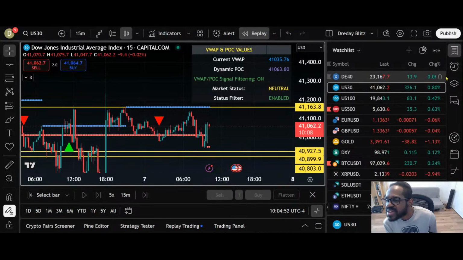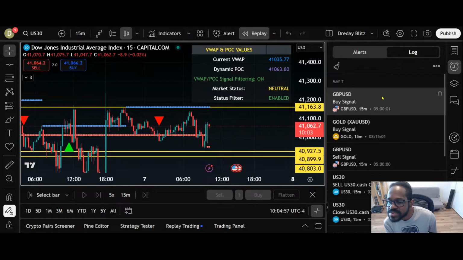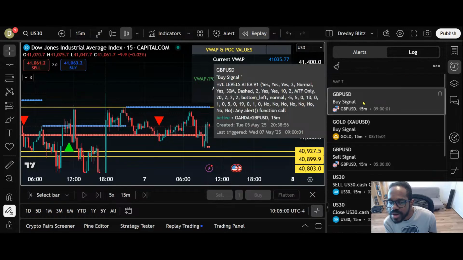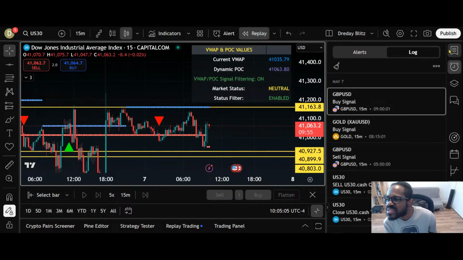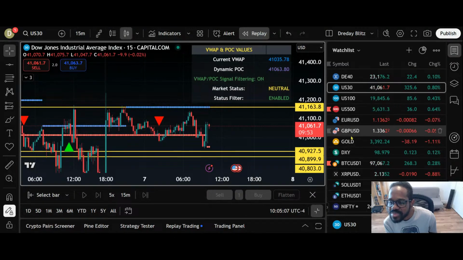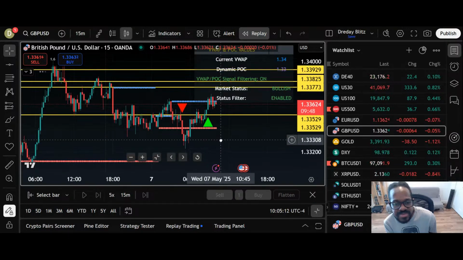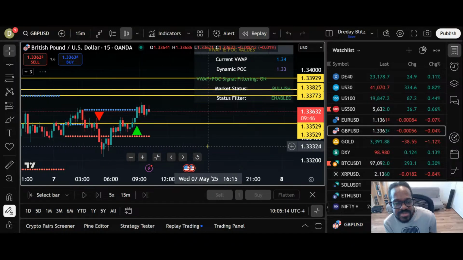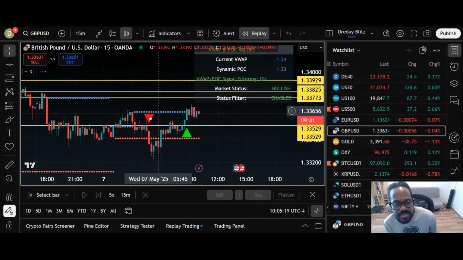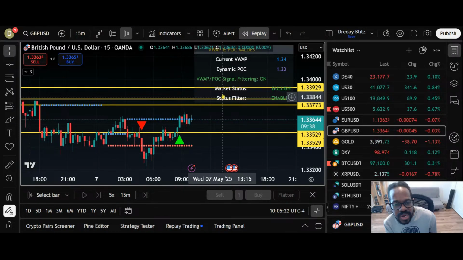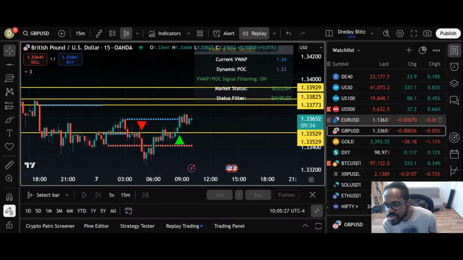And other than that, let me go on my logs here. So we had the GU on a buy and a sell. Let me pull up GU. So GU, we had a sell here, and then we had a buy here. And for the buy, those are the zones that I'm looking for GU to do.